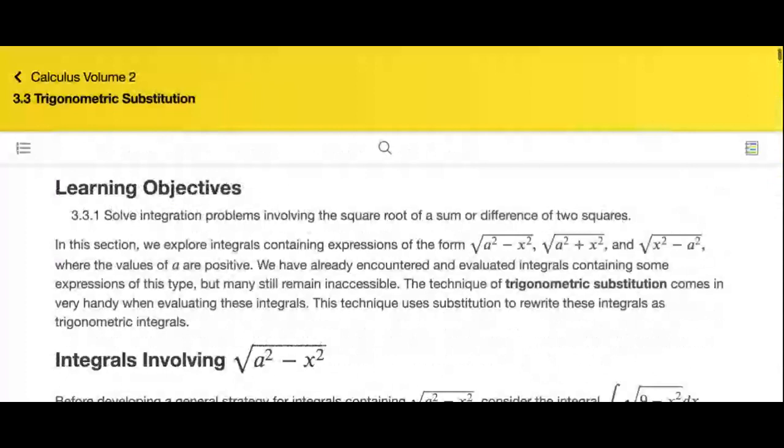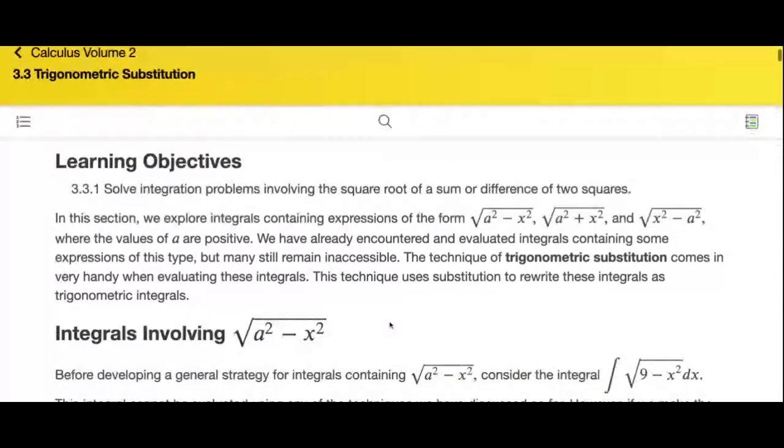Right, so let's go from this. This is all from the Pythagorean theorem, right? If you see square root of a squared minus x squared, square root of a squared plus x squared, square root of x squared minus a squared, the first one and the third one are the lengths of the two legs of a right triangle. And the square root of a squared plus x squared, we can treat as the hypotenuse of a right triangle with one side a and another side x, right?